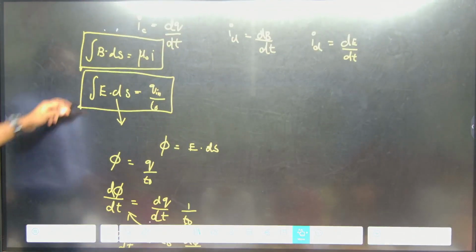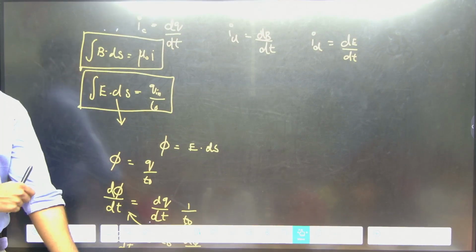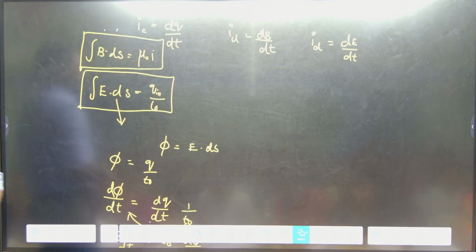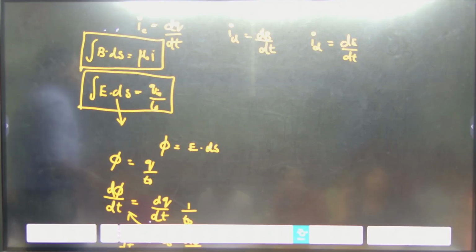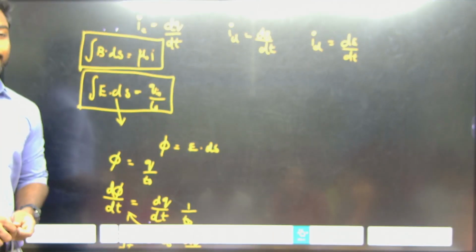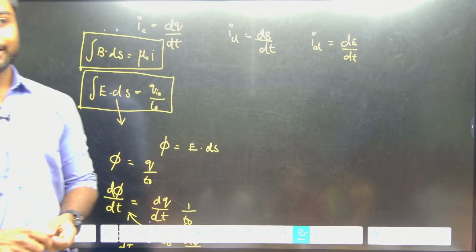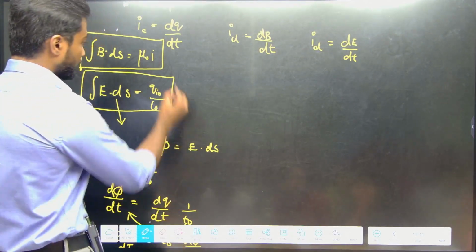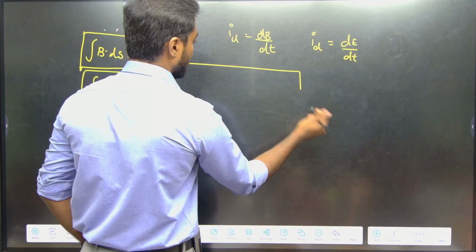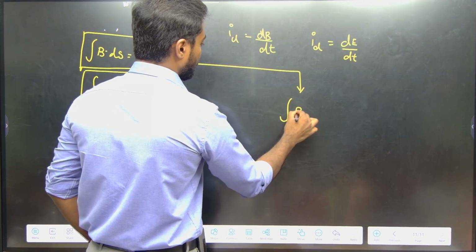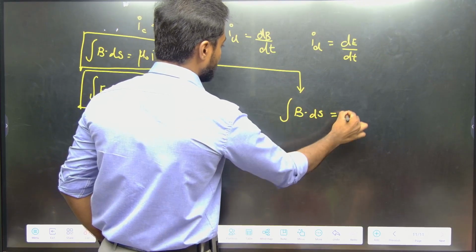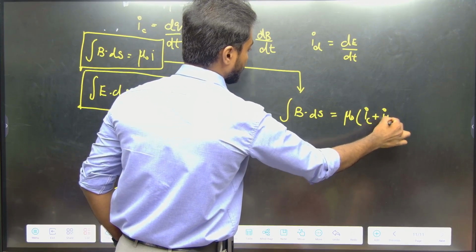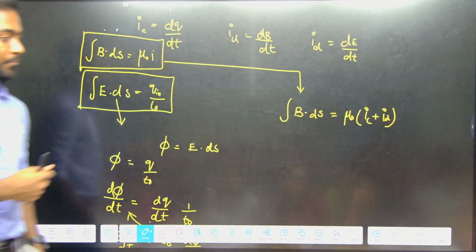Now what is the formula here? Magnetic field, like Ampere circuit law, integral B dot ds will be equal to mu naught into I. So what is that I called? The total current inside the field, no? So can I write like this: integral B dot ds will be equal to mu naught times IC plus ID, the total current. Write down the next one.